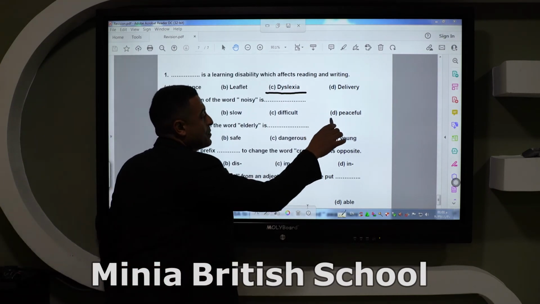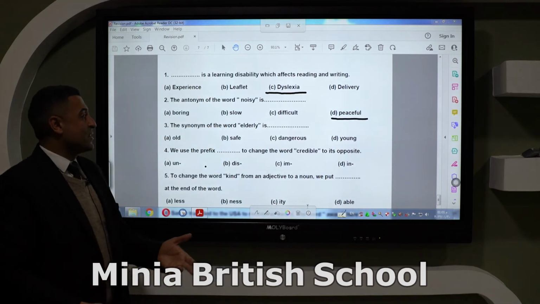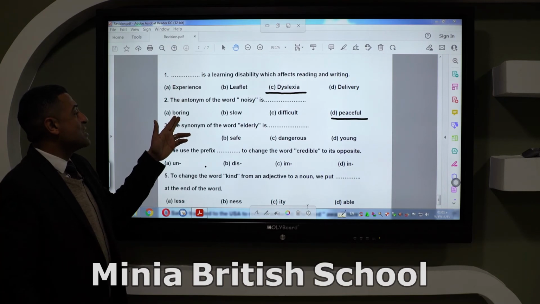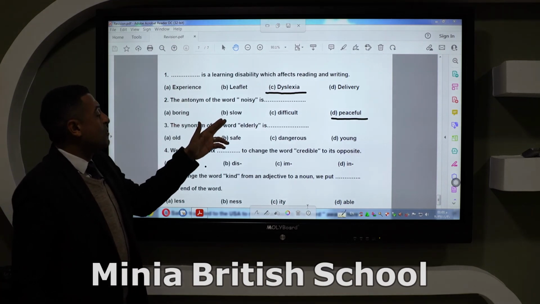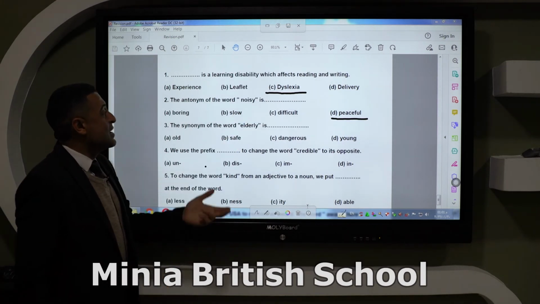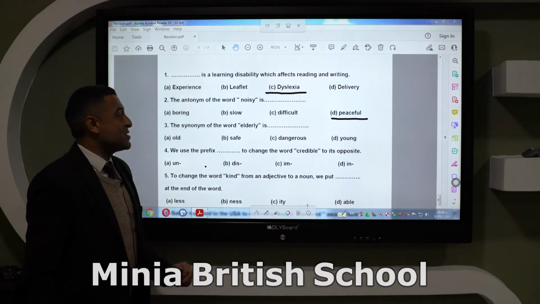The antonym of the word noisy is peaceful. Of course, it's not difficult, not slow, not boring, because the antonym of boring is exciting, the antonym of slow is quick, and the antonym of difficult is easy, but the word noisy is peaceful.